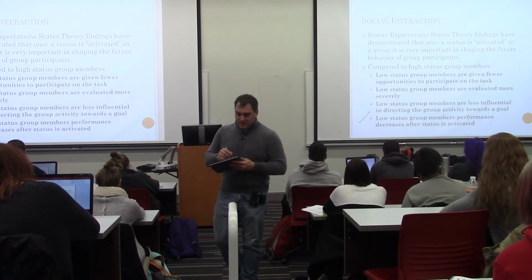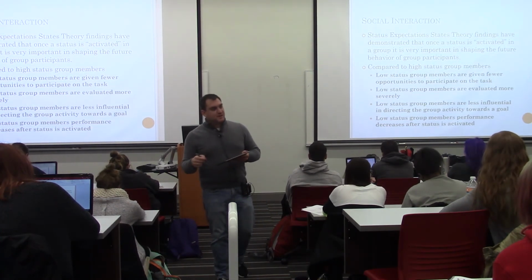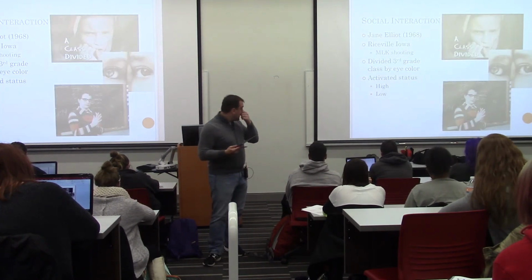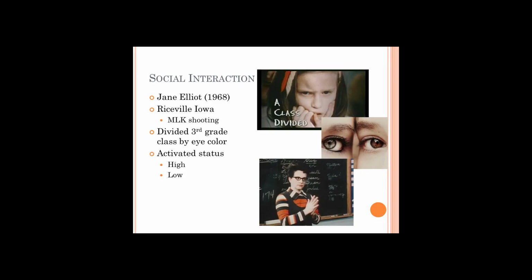There's this wonderful example of status expectation states theory in reality. It's this example that occurred in Riceville, Iowa in 1968. There was a documentary, and I'll post it on YouTube, or I'll post it on my Twitter account, maybe for you guys to see. It turned into a documentary called A Class Divided. There was a young teacher teaching a third grade class. Her name was Jane Elliot.